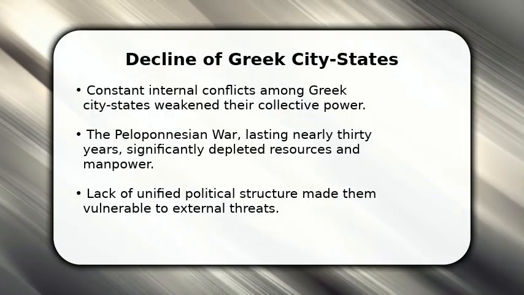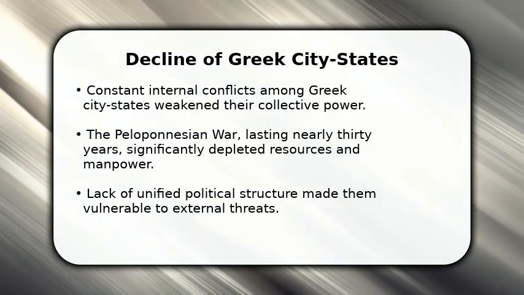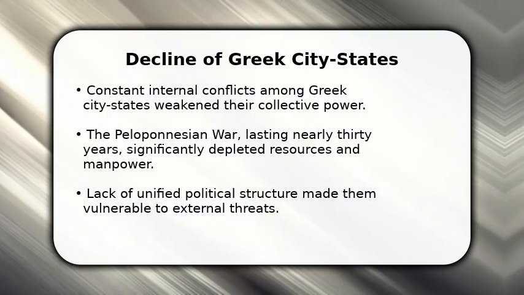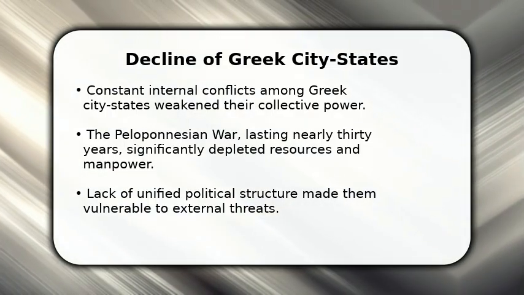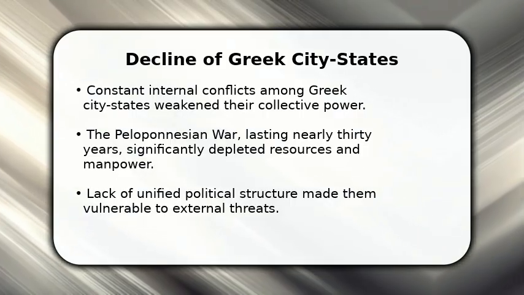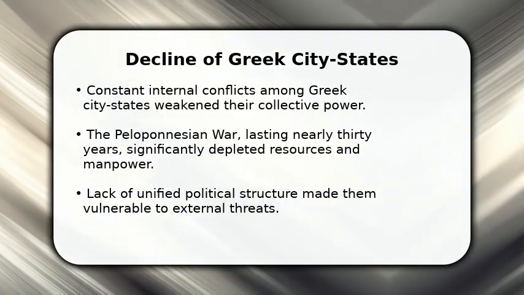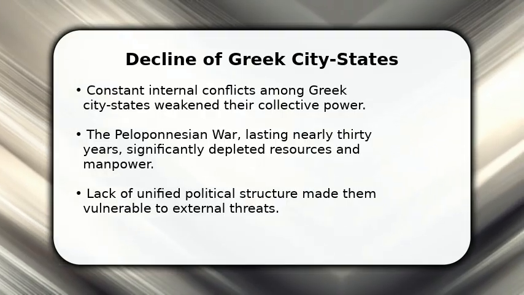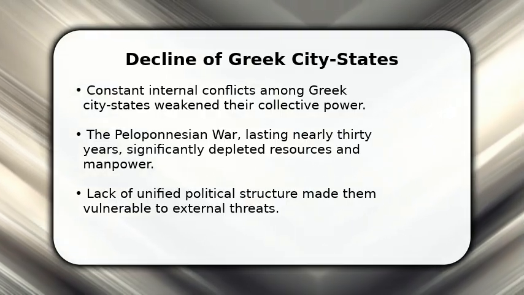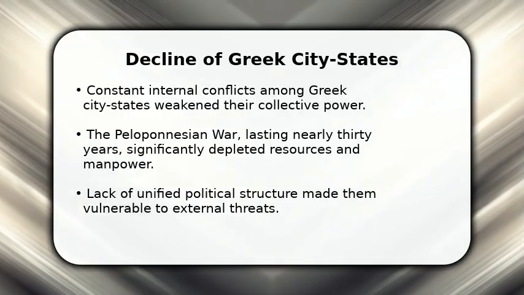In this video, I will explain how the Greek city-states declined. We'll explore the key factors that led to their eventual subjugation. First, the persistent internal conflicts among the Greek city-states, like the devastating Peloponnesian War, severely weakened their collective strength. This prolonged warfare, lasting nearly 30 years, drained vital resources and manpower, leaving them vulnerable to rising powers.